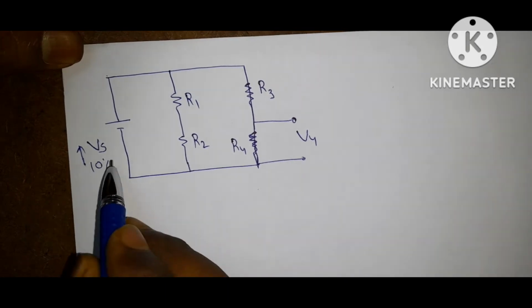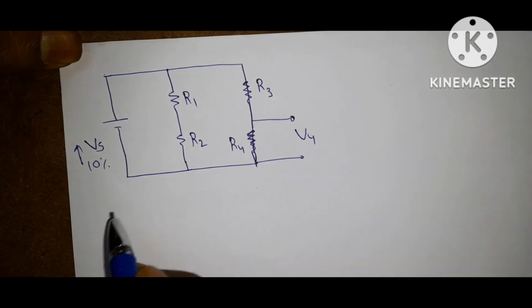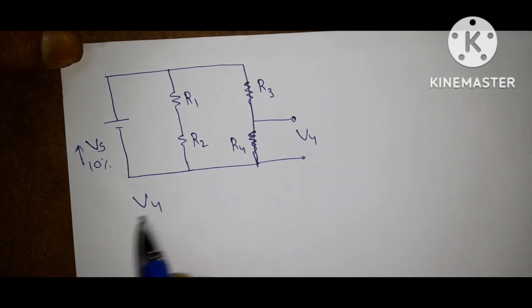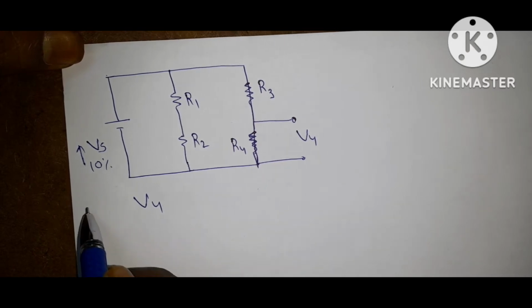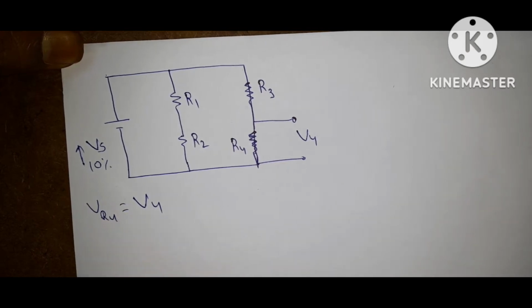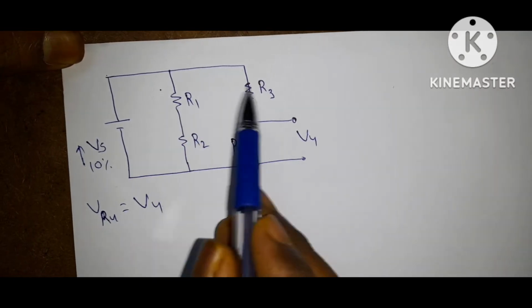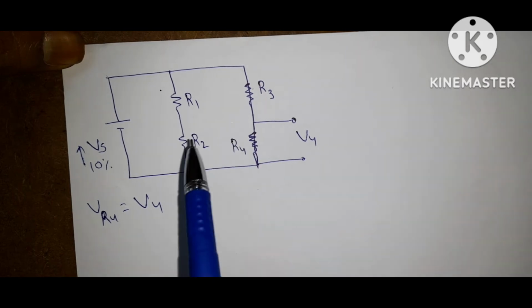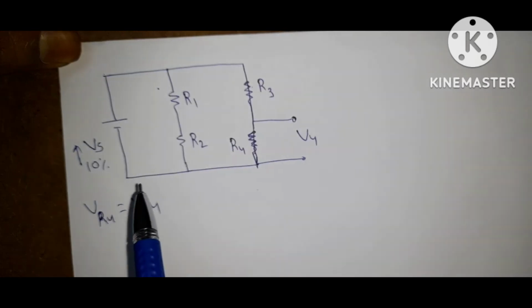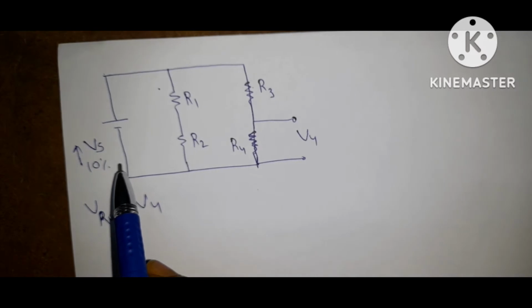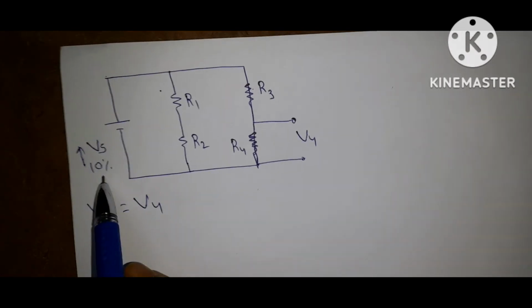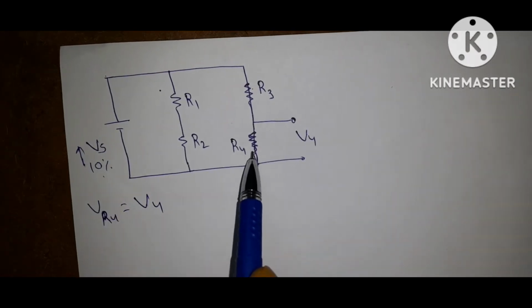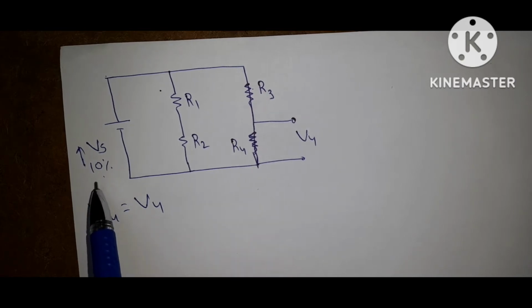Before increasing the voltage source, the voltage across R4 is V4. Let VR4 be equal to V4. Now, if you observe this, all these elements are resistors. Resistors means this network is a linear network. In case of a linear network, if the excitation is multiplied by some constant K, the response is also multiplied by the same constant K.